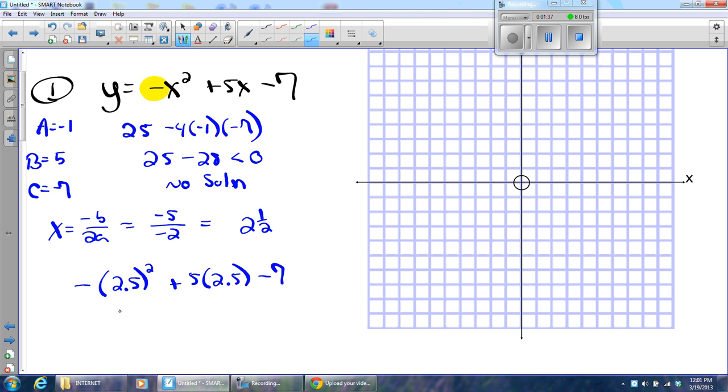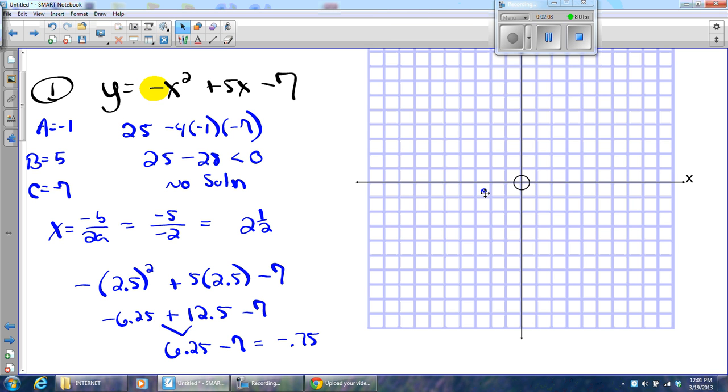And I know that's going to be negative 6.25. 5 times 2.5 is going to be 12.5, and a negative 7. This is going to turn into 6.25 minus 7, which is going to equal negative 75 cents, so to speak. So I'm going to go to 1, 2.5, and then negative 3/4. Maybe a little bit lower than that. There we go. That looks a little bit better.